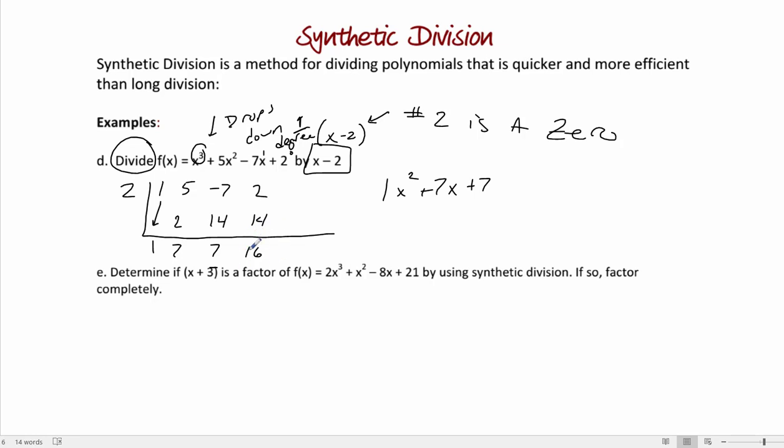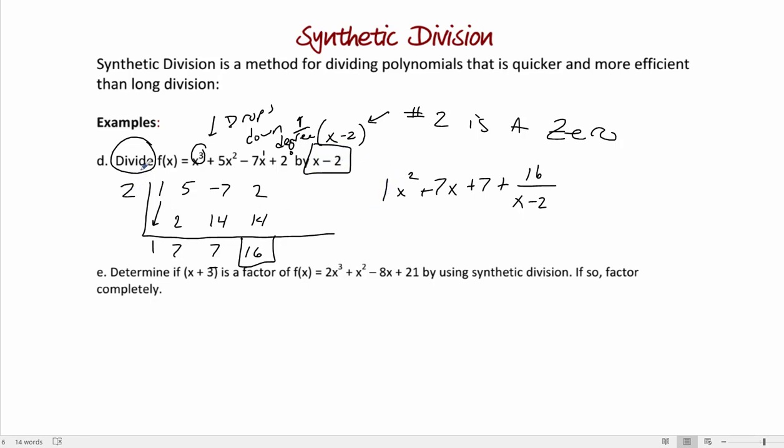Now, where does this 16 go? Well, remember from polynomial long division, this would be my remainder. Okay, it's not a 0, so I have to write it. So it's a positive 16, so plus 16. And what do I need to divide it by? I need to divide it by what I'm actually dividing by, which is x minus 2.